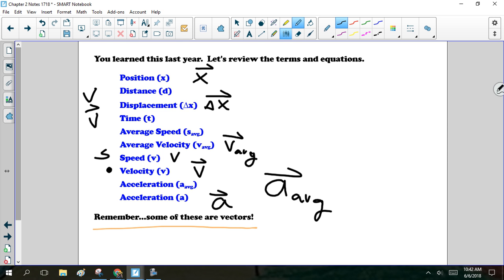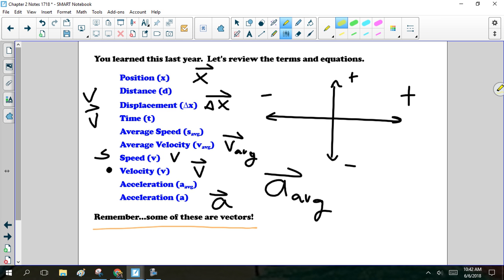So all of the ones that have little arrows over the top are vectors. Why we care about that is because we're going to be talking about linear motion. Anytime a vector points to the right, it's positive. Anytime it points to the left, it's negative. Similarly, up is positive, down is negative. Last year I pretty much always used up is positive, down is negative, right is positive, left is negative. But there's nothing magical about that. These are just sign conventions that mathematicians use.